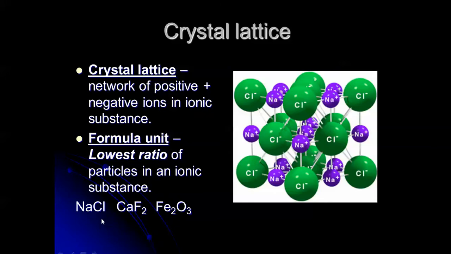Now, in a different type of substance, like calcium fluoride, we write CaF2, because in that structure, there's 2 fluoride ions for every 1 calcium. Or Fe2O3, which is rust. It would have a lattice where there's 2 ions of iron for every 3 oxygen ions, oxide ions. So technically these formulas are called formula units. They're only the lowest ratio of particles in a crystal lattice.